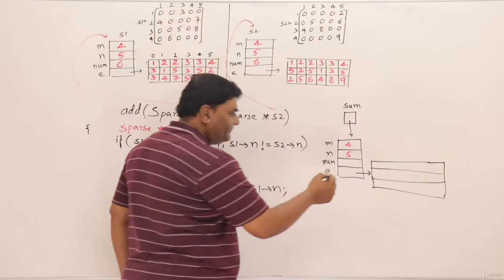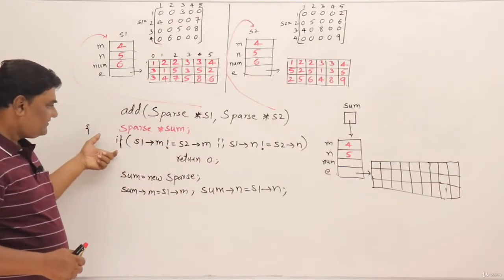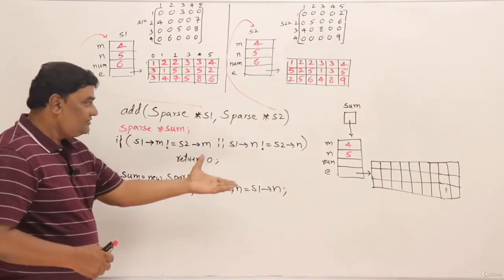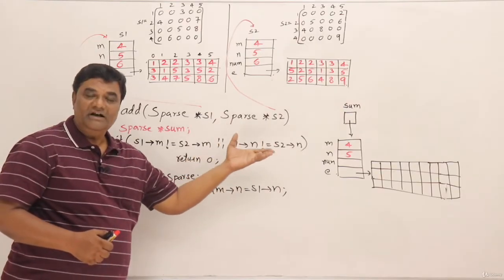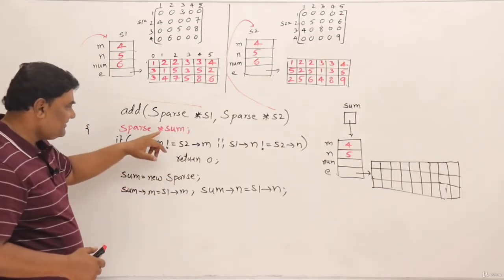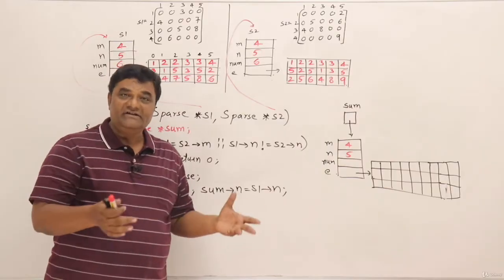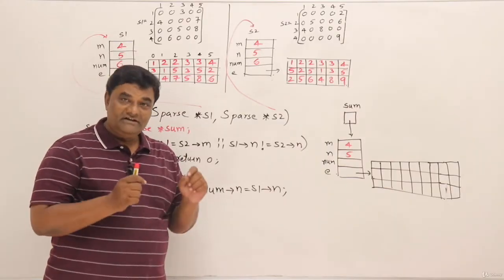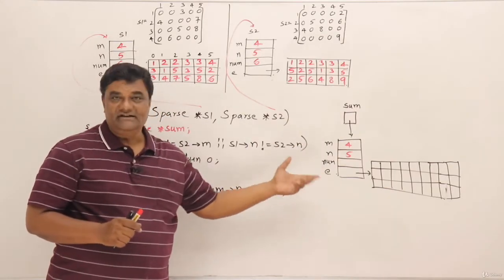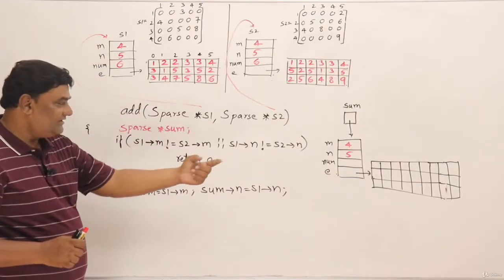Checking is completed. This is the way to check. Then a new sparse matrix is created, and we have created it in the heap. Remember this: we have created it in the heap so that it can be used anywhere in the program. If anywhere in the program you have a pointer to this, you can access it. So I have created this in the heap, then I have filled these values.